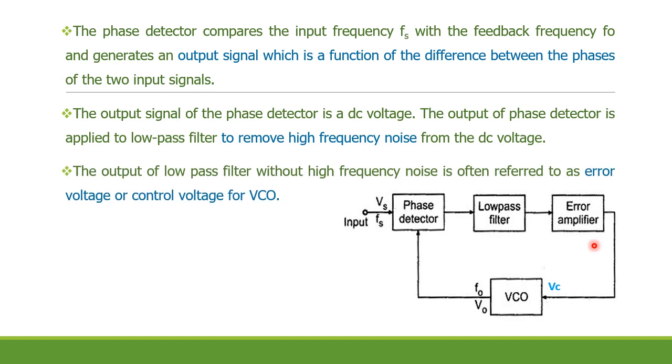The output of the error amplifier is called the error voltage or control voltage, which is going to drive the VCO, the voltage controlled oscillator. Here Vc is the control voltage, V0 is the output voltage of the VCO, F0 is the output frequency of the VCO, Vs is the voltage of the input signal, and Fs is the frequency of the input signal.